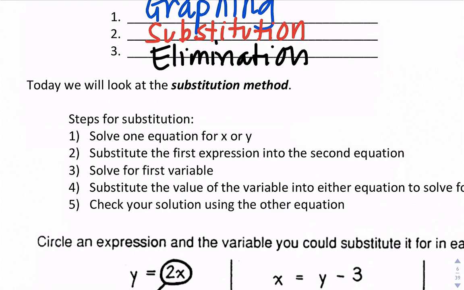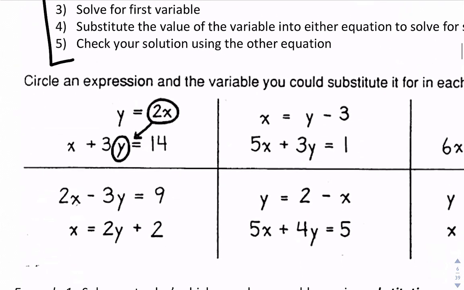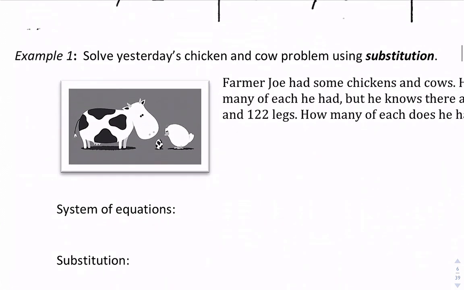Okay, so these are the steps for substitution, which we are going to do in three word problems, and then we'll look at a few more. So I'm going to skip this part right here. We'll come back to that. We're going to start with yesterday's example.